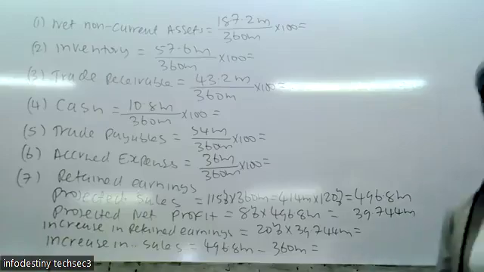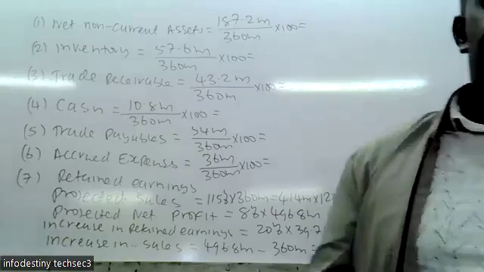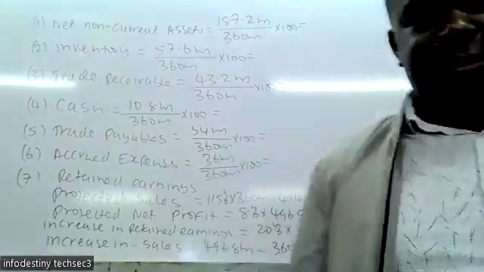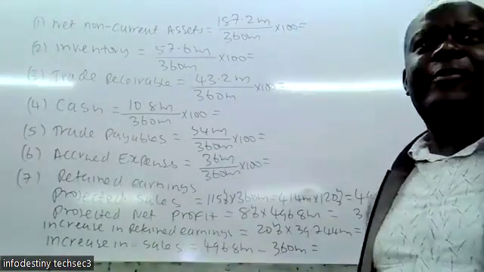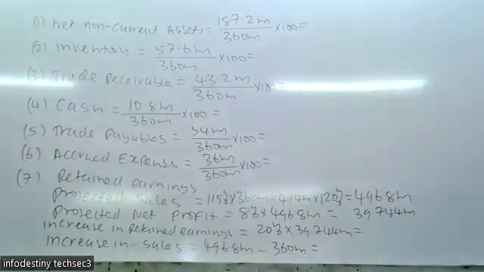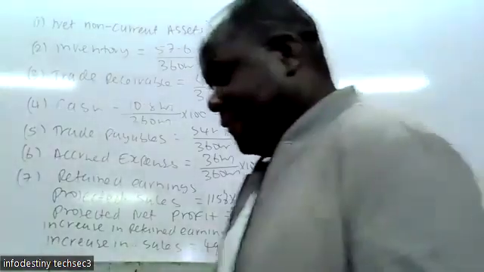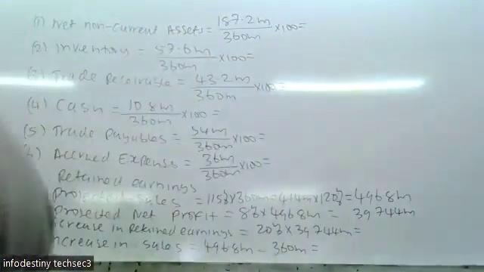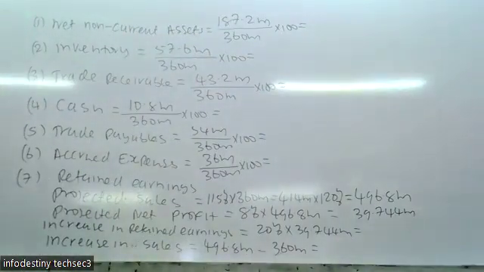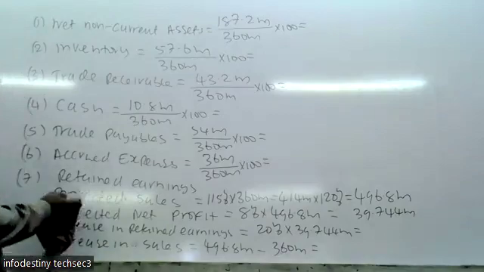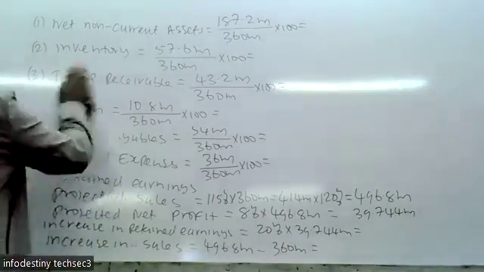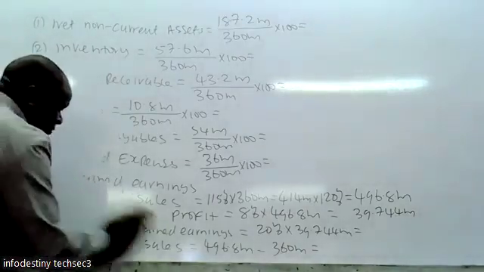So your increase in sales is how much? 136.8. So now we go to part A of the question, Roman letter one: external financial requirements. Let us now get the external financial requirements.